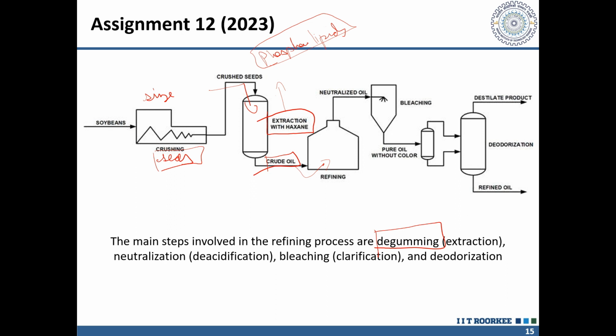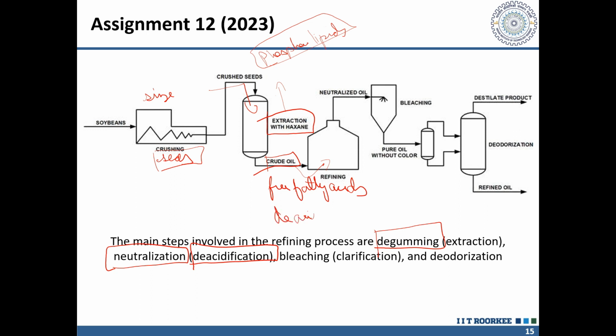In this refining process, there is a process known as deacidification, which is also known as neutralization. And why is it done? Because this crude oil has free fatty acids, and these free fatty acids are not good for health. If we cook our food in free fatty acids, the food can get easily oxidized, which will not be good for our health. So it is sent for refining, and here deacidification is done.